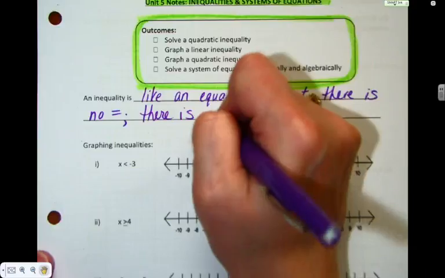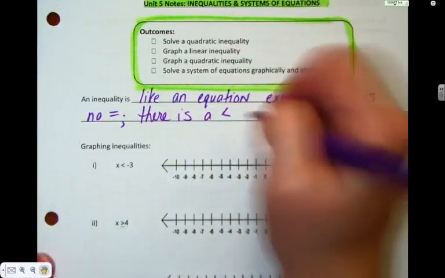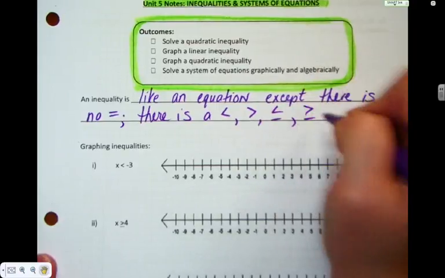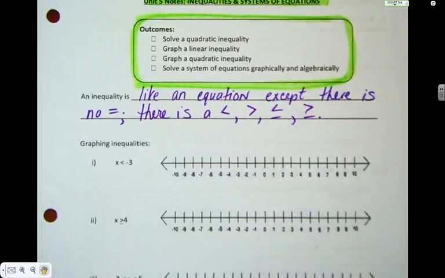There is a less than, greater than, less than or equal to, greater than or equal to.